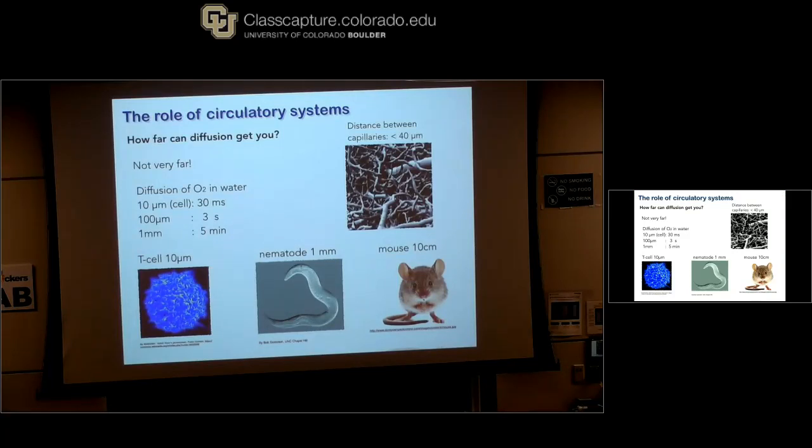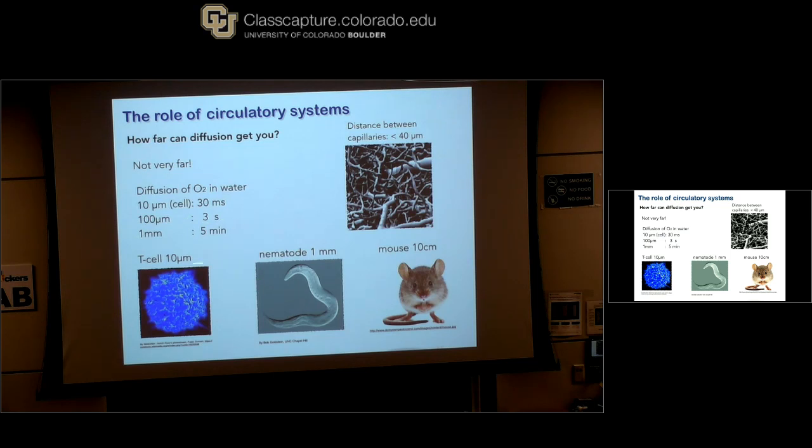Now, why do we need a transport network, first of all? I can assure you anything larger than a nematode has a transport network of some sort. You cannot find a complex organism in nature that does not have a transport network. The reason is that diffusion is very, very slow. This is a very back of the envelope calculation for diffusion of oxygen in water. To go 10 micrometers, you need about 30 milliseconds. 100 micrometers, you need about 3 seconds, and 1 millimeter, you need 5 minutes.